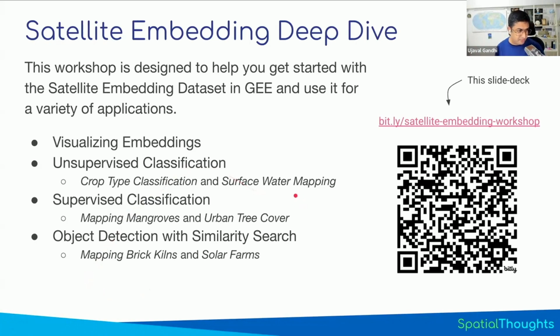We'll also apply this for surface water mapping. This dataset is also really suited for supervised classification workflows, and we'll take a few examples and see some of the differences in how you can use this dataset versus using a source dataset like Sentinel-2 or Landsat. Finally, a part that I'm really excited about is object detection, where using remote sensing methods you can now detect objects in satellite imagery. This was very hard or almost impossible to do without access to high resolution imagery and deep learning models. But now with this dataset, all of you can do this very easily.